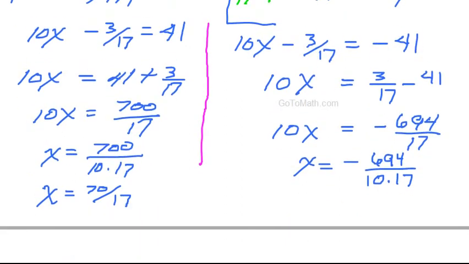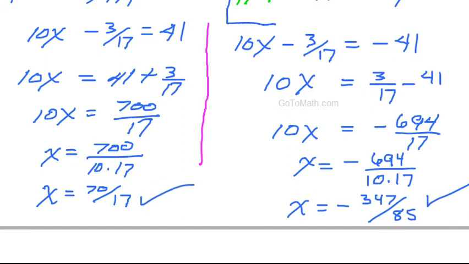Okay. So we end up with x is equal to negative 347 over 85. Okay, 10 goes into that. Let's see, 2 goes into 5... 5 is 85, yeah. Alright. So here's our two solutions.